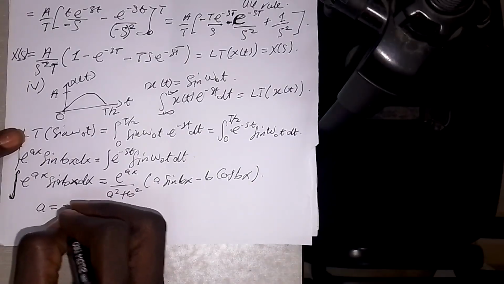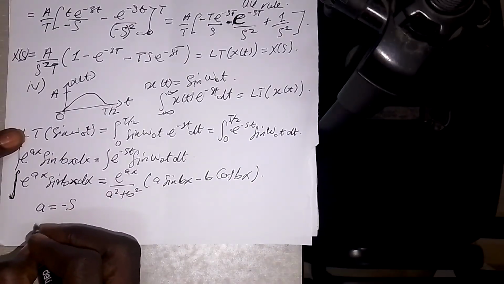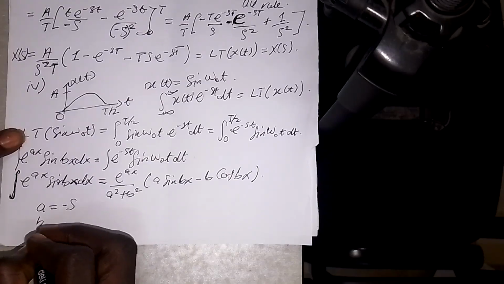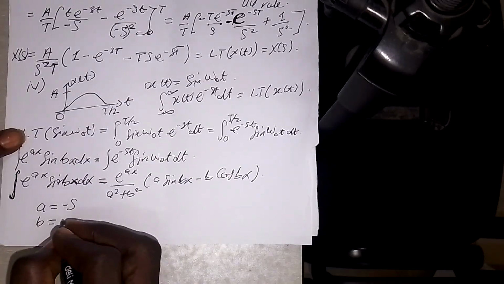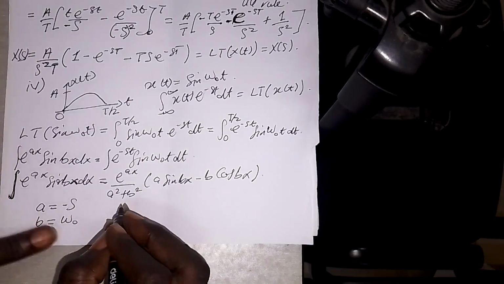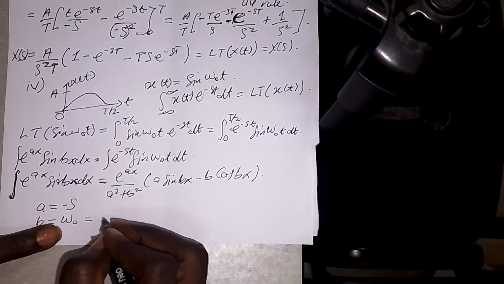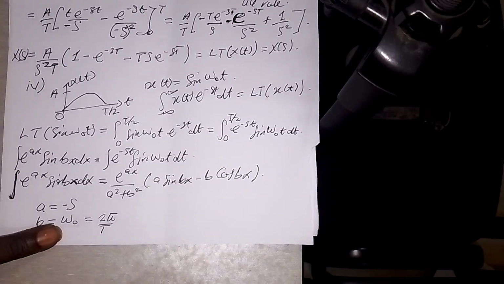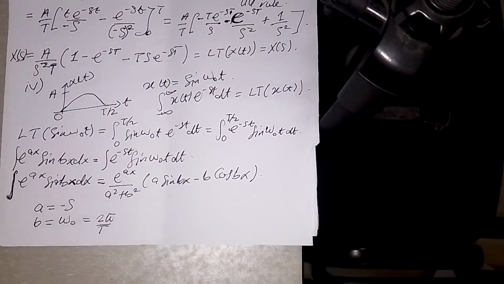Now in this question, the value of our a is equal to minus s. The value of our b is equal to omega naught. But what's the formula for omega naught? Omega naught is always equal to 2 pi on T. So these are the values that I'm going to use to solve this particular question.